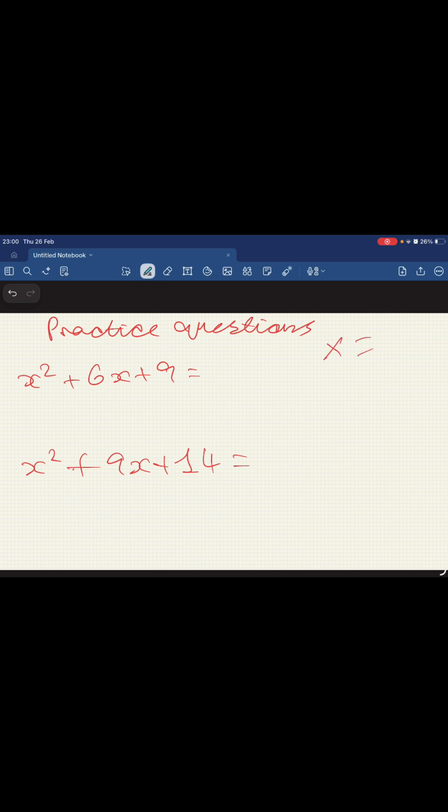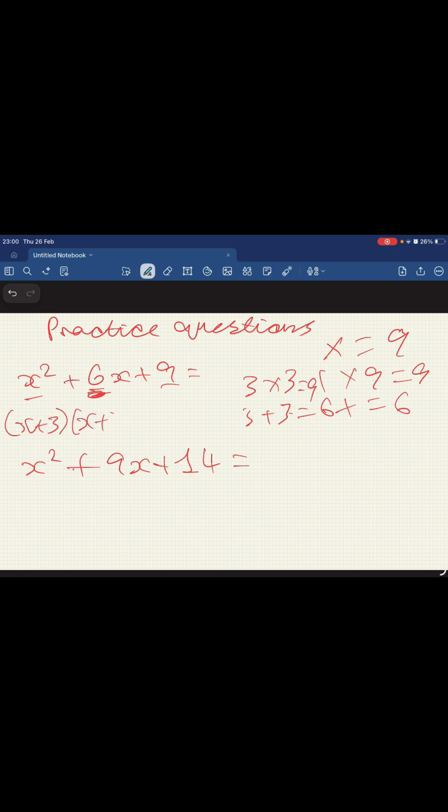So 1 times 9 is 9. So these two numbers need to multiply to make 9. Middle coefficient is 6. So these two numbers need to add to make 6. And that is just 2 3's. So 3 times 3 is 9, 3 plus 3 is 6. So this is just x plus 3, x plus 3. But we tend to write it as just x plus 3 squared, because it just looks neater.